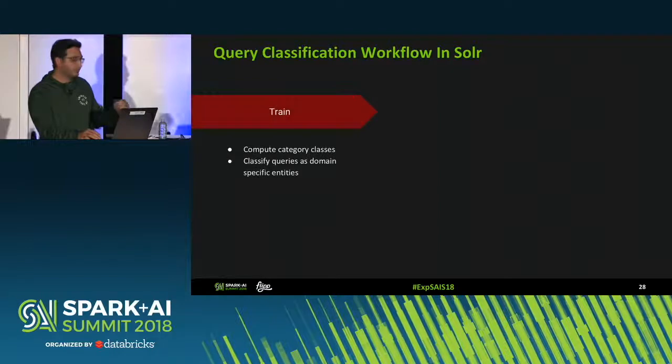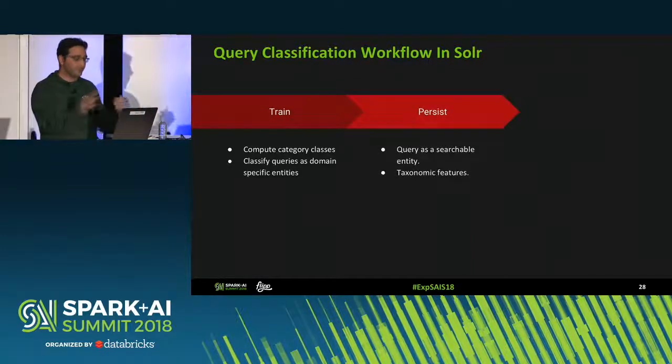So the workflow would be, given a query, compute all possible category classes and persist those category classes as query domain-specific entities. Once you have the domain entity recognition model and the category classes, you have to persist them within Solr as a searchable field. Now, the advantage of this is that if you save or persist your queries within Solr as a searchable field, you can use Solr semantic features such as stemming or synonyms.